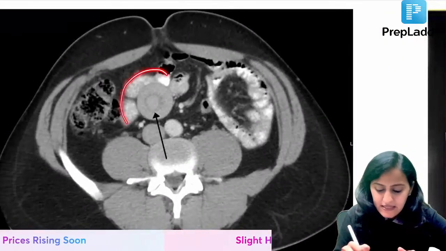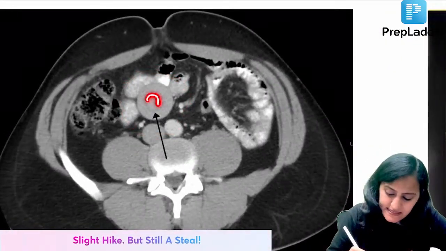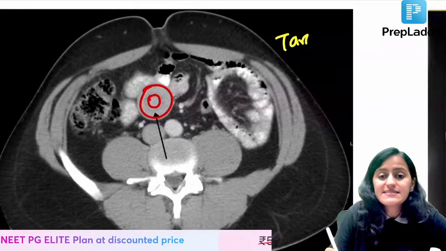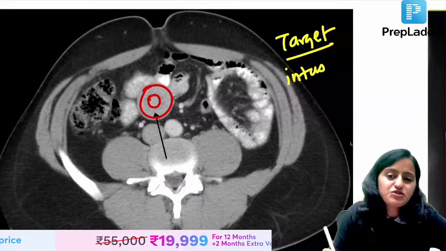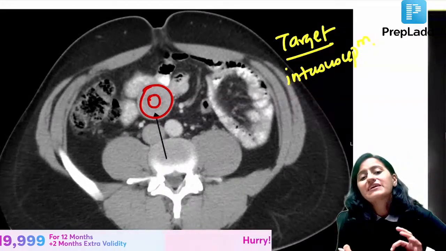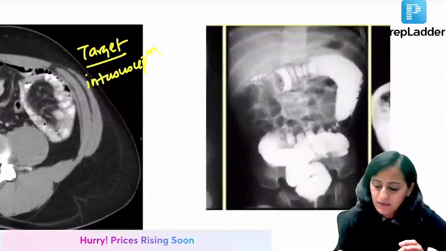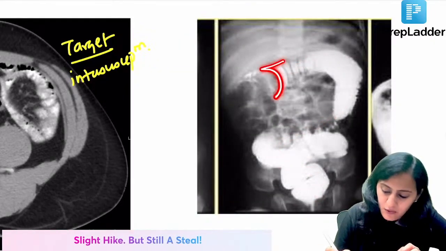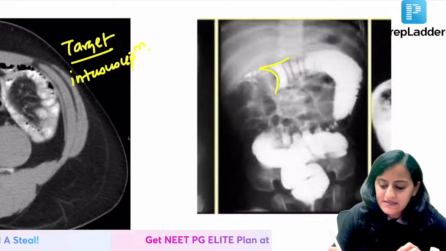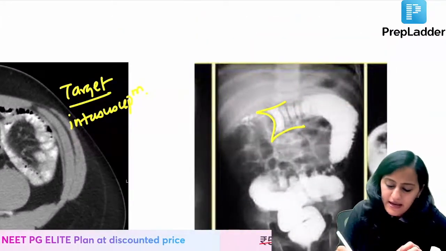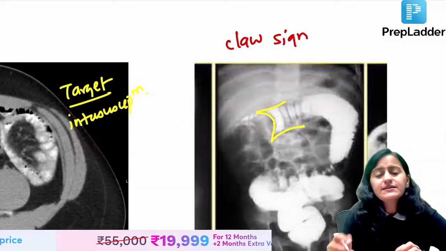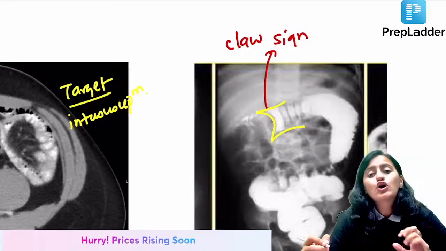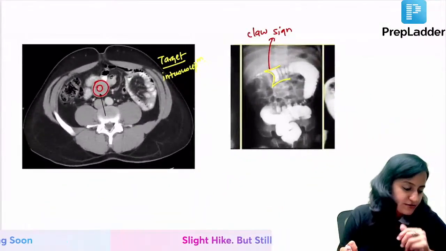Next one. What are you seeing here? What is this appearance? There is inner bowel and outer bowel. So, this is the target sign of intussusception. Okay, this is the target sign of intussusception. Inner bowel, outer bowel. What is this barium enema finding in intussusception that you are seeing? This is called the claw sign. Okay. So, the barium goes up and forms a claw around the intussusceptum. That is the claw sign of intussusception, important. Okay. Very good.